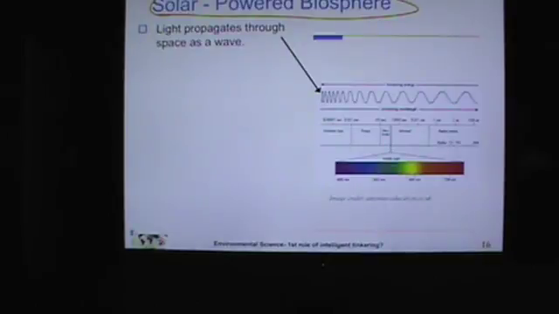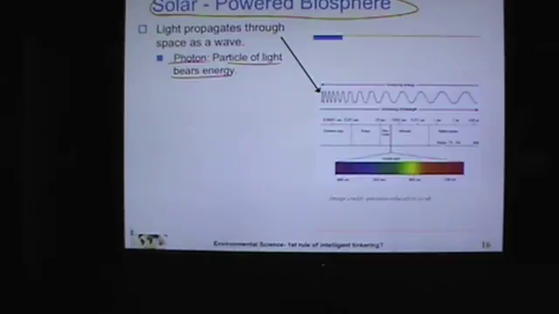We have a solar-powered biosphere. That's sunshine. Light propagates through space as a wave. See that wave running along the top of that graph? Through space, you can see that there's quite a bit of length to it. The shorter the wavelength, if you will, the closer those peaks are together, the more energy there is in a wave. The longer the wavelength, the more heat is generated by the wave, but less energy actually.